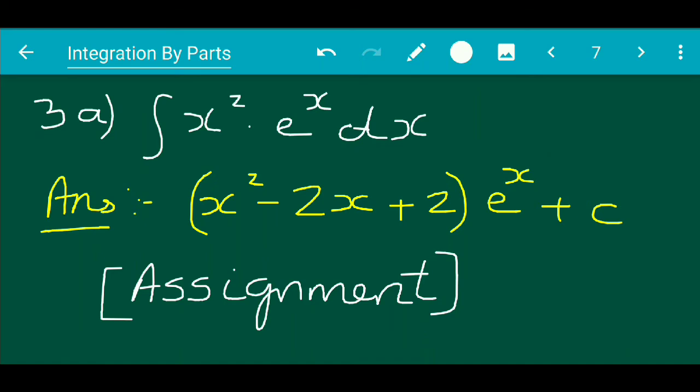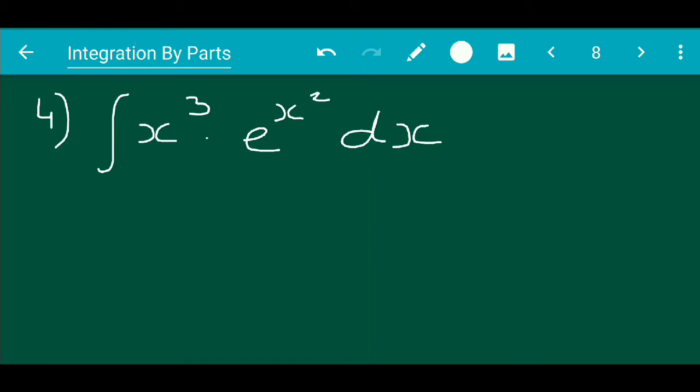This sum is similar to the second and the third sum. Just for your practice, you can try out this sum and check if you are getting the same answer or what. So you can do it as an assignment along with the other sums. Moving on to the fourth question.